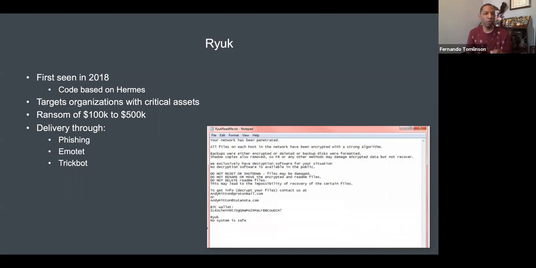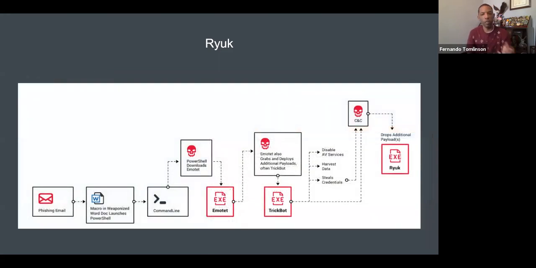So very criminal focused, very criminal in nature. And this actually kind of depicts that. Phishing email, some form of office document. PowerShell is going to go out, of course, and download Emotet. Emotet is a stage 1 downloader, is then going to do a number of things, but largely is going to grab TrickBot. TrickBot is going to set the stage for Ryuk and that communication back to the C2 server. Ryuk is going to be that payload.